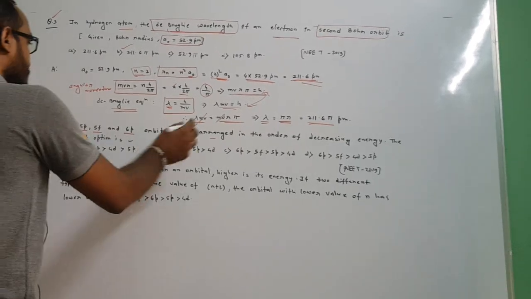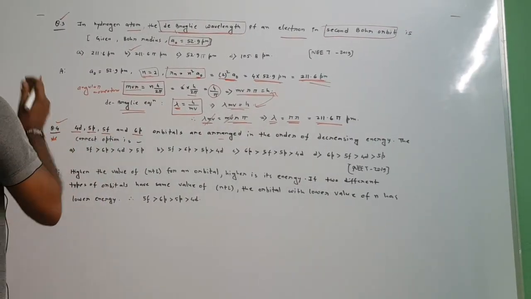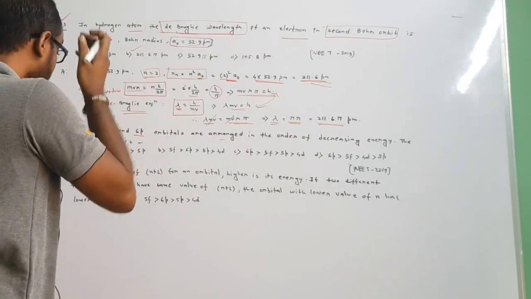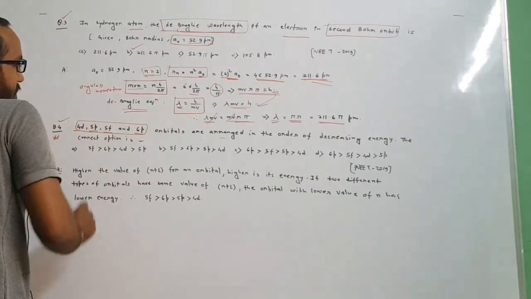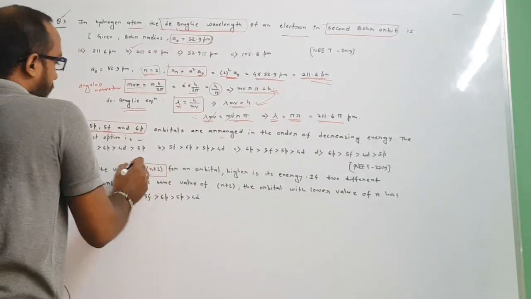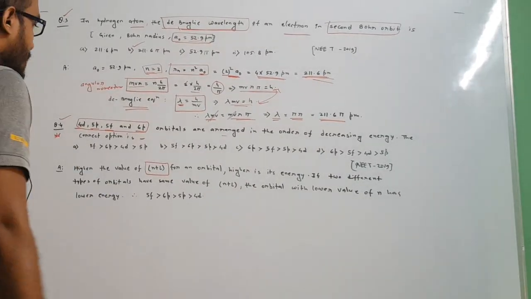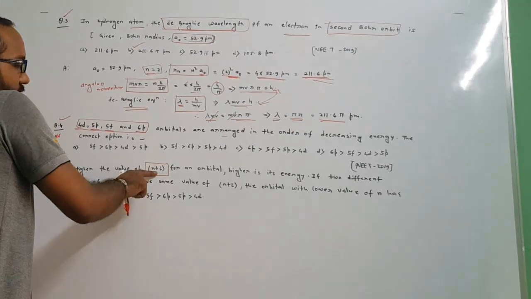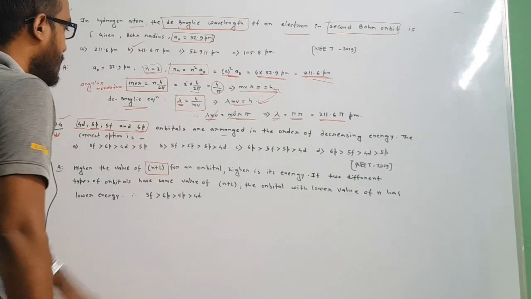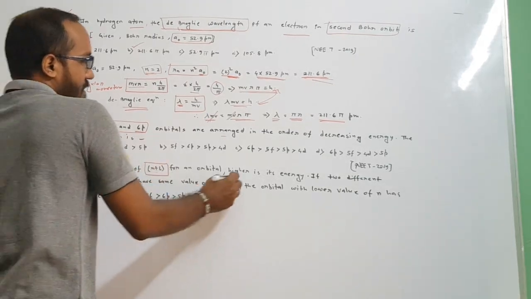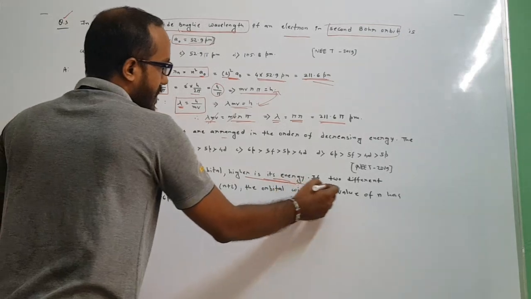Now in order to solve this type of question, this is a very common type of question and that may come in your exam frequently. See, in order to find out this type of question, you need to find the value of n plus l, that is principal quantum number plus azimuthal quantum number. Higher the value of n plus l, higher is the energy.